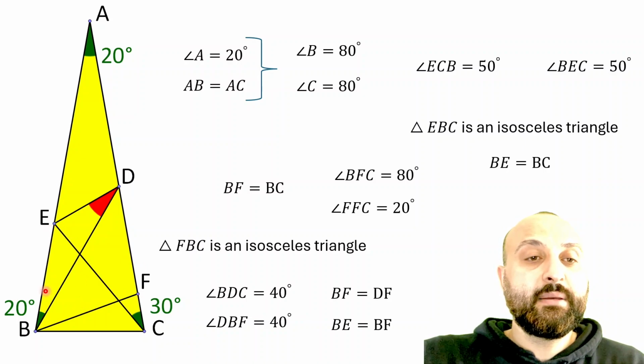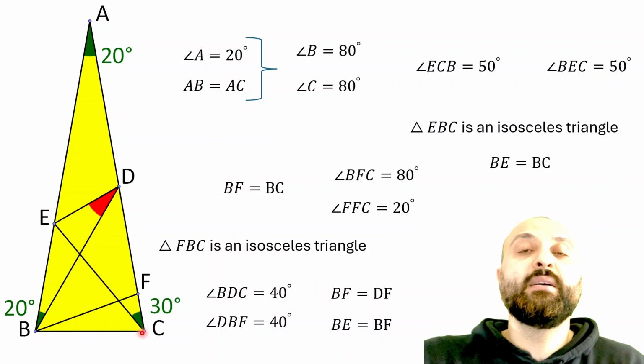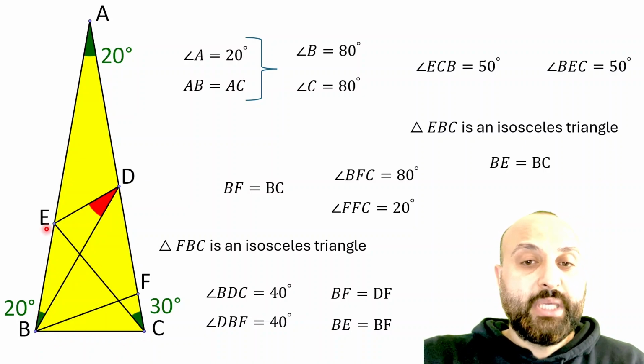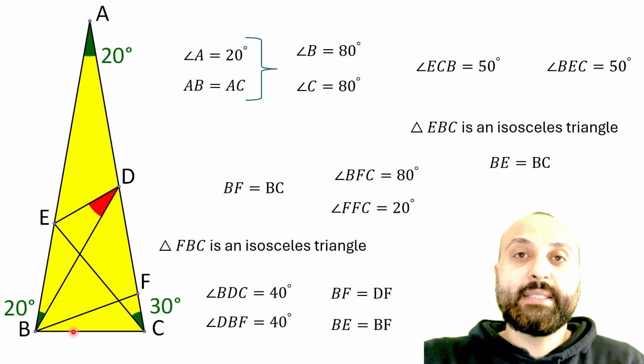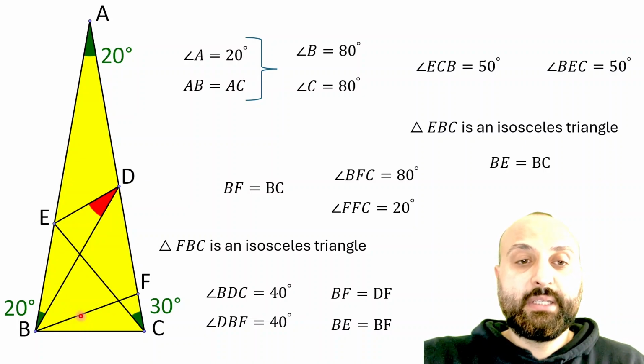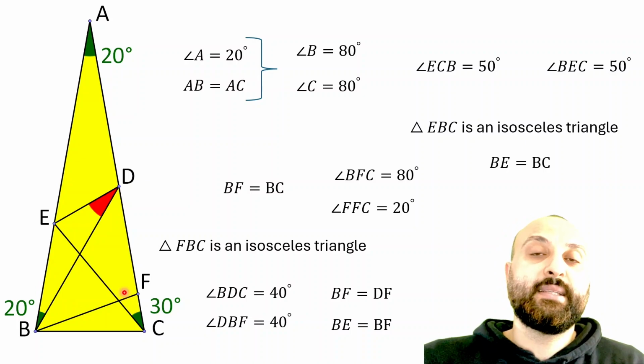We said that BE is equal to BC. Also, we ourselves selected that BF should be equal to BC. Therefore, BE is also equal to BF. So this one and this one, they are equal. Total angle is 80 degrees. This part is 20 degrees. This angle EBF is going to be 60 degrees.